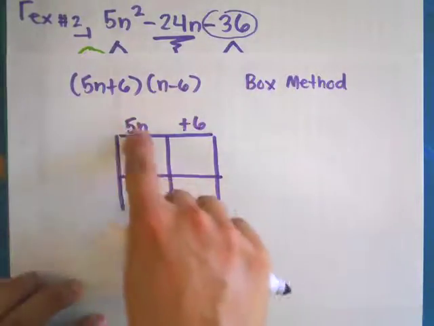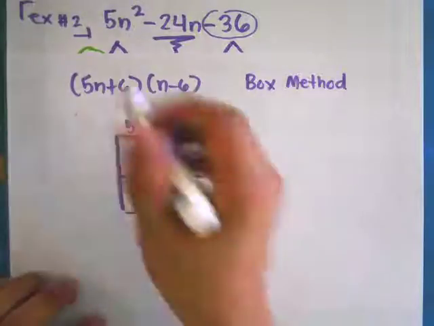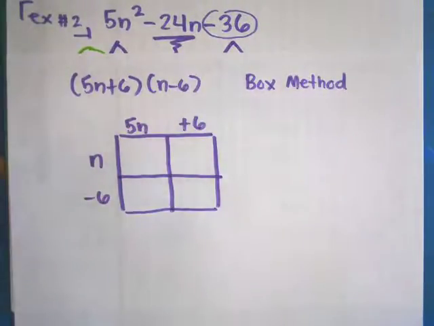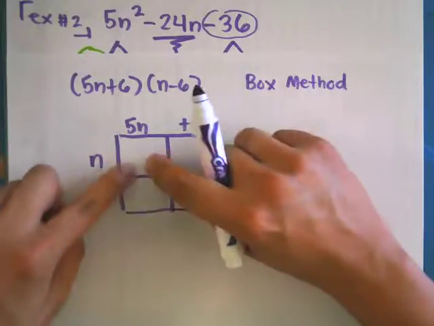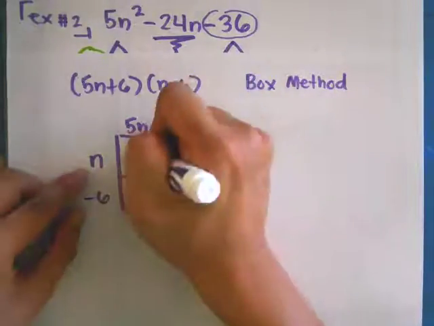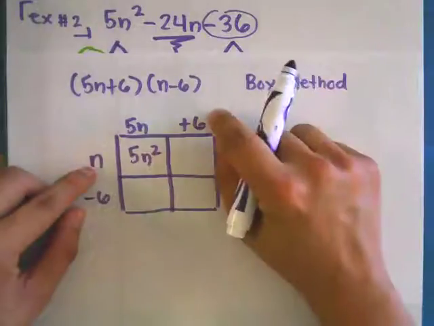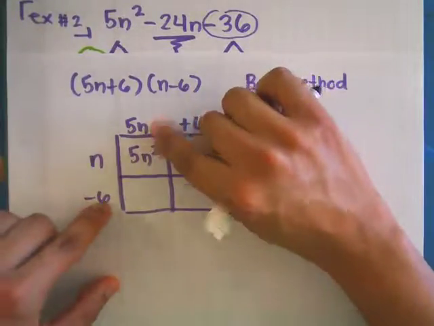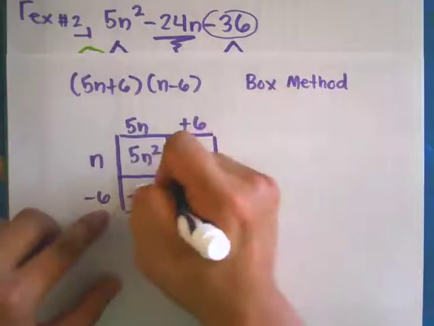5n plus 6 will go over here. You make a 2x2 box. n minus 6 goes over here. And just like FOIL, you're just going to multiply inside the boxes. 5n times n is 5n squared. 6 times n is going to be positive 6n. 5n times -6 is -30n.